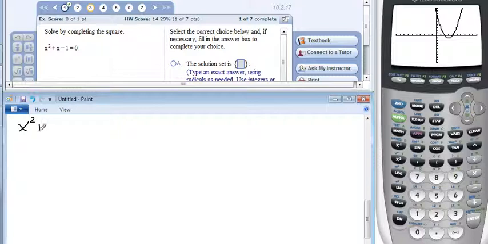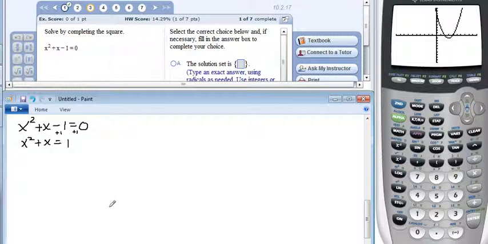We've got x squared plus x minus 1 equals 0. Okay, my first step was that the coefficient in the front has to be a 1. It is. Okay? My second step said that my constant term needed to be on the right side. So it is not, so I will add 1 across to both sides, just to move it over there.